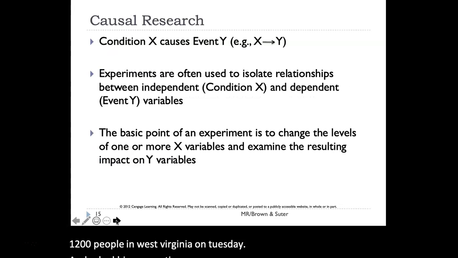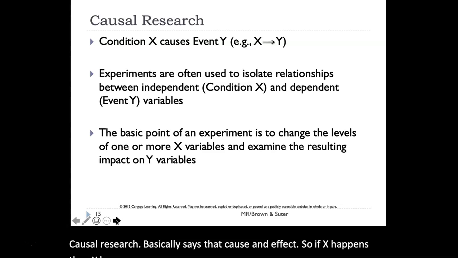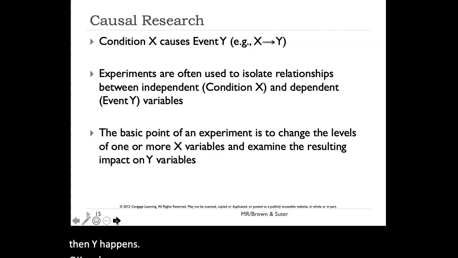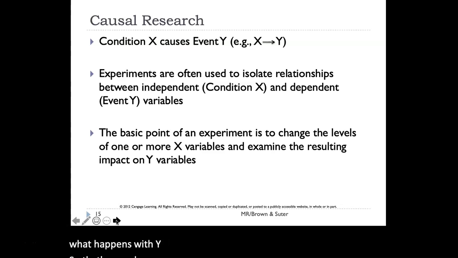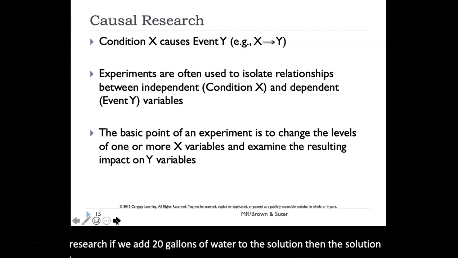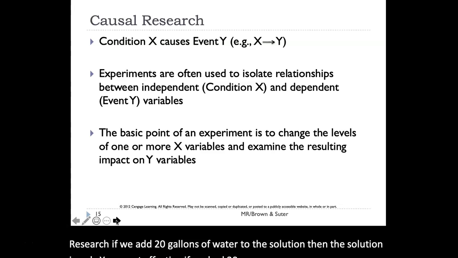Causal research basically has that cause and effect. So if X happens, then Y happens. Okay? And basically, the point of the experiment is to change the levels of X to see what happens with Y. So that's causal research. If we add 20 gallons of water to the solution, then the solution is only Y% effective. If we add 30% water, the solution is X% effective.